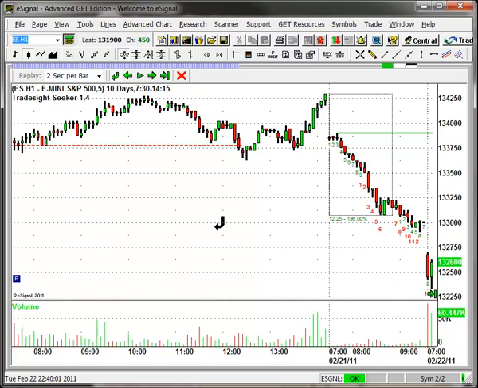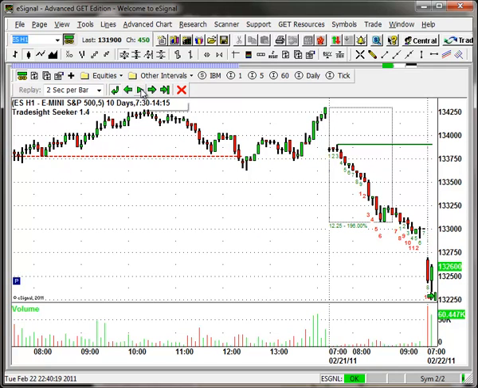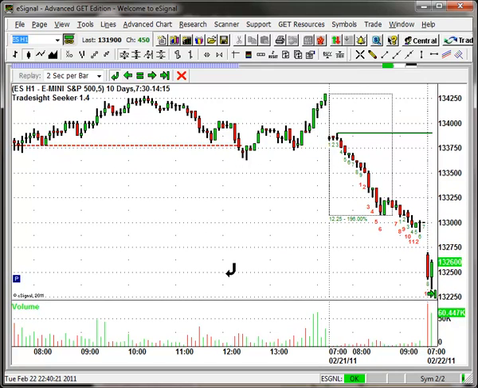This is the S&P E-mini futures contract. That's the ESH1 contract that expires in March, and it's a popular trading tool for futures traders. We're going to take a look at how the 5-minute bar charts played out during the course of the day using eSignal's bar replay mode. I'm going to go ahead and start that right now. We'll discuss as we go.